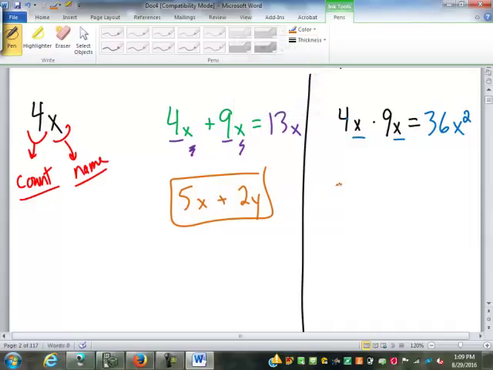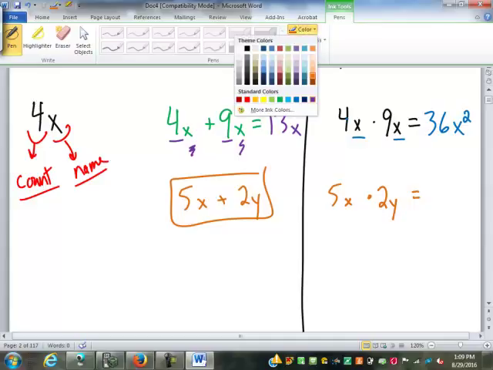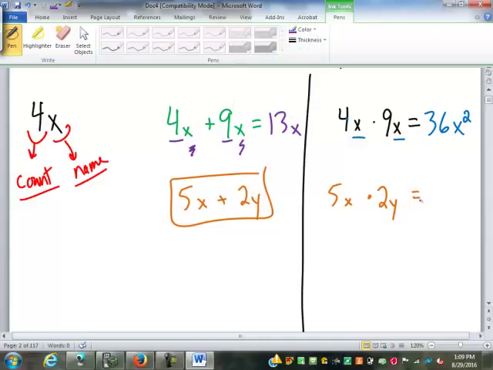And for our 5x and 2y, if I'm multiplying 5x times 2y, it doesn't matter that they have different names because we're multiplying. We don't need the same name. We're going to combine the counts. 5 times 2 is 10. And also combine the names. X times y is xy. Just like feet times pounds became foot pounds.